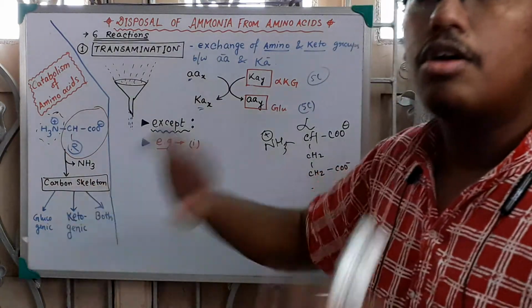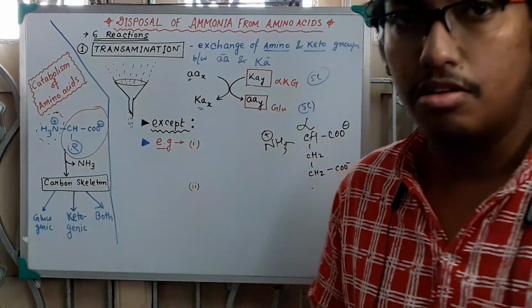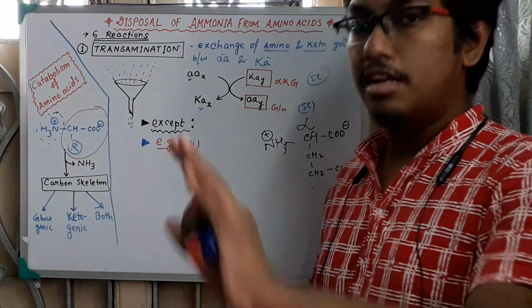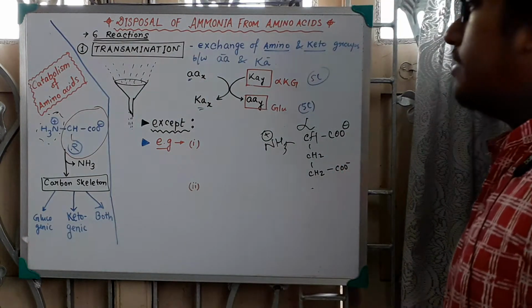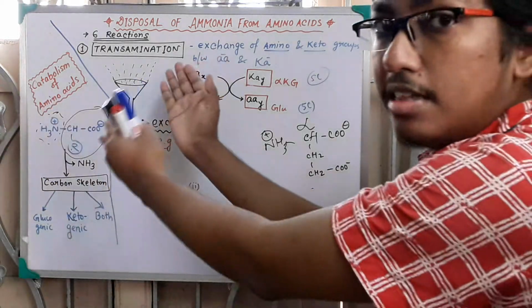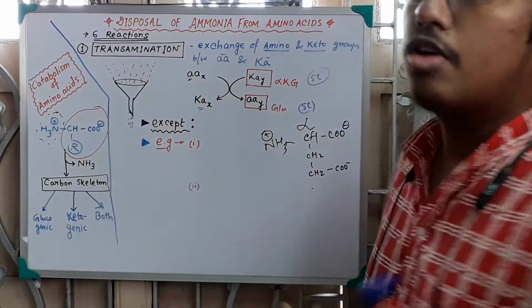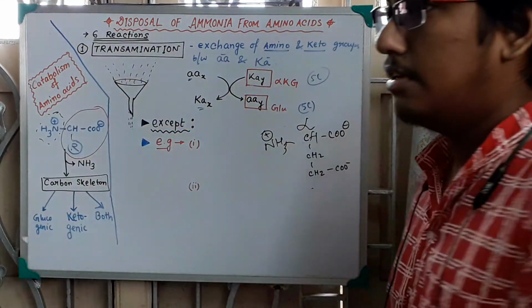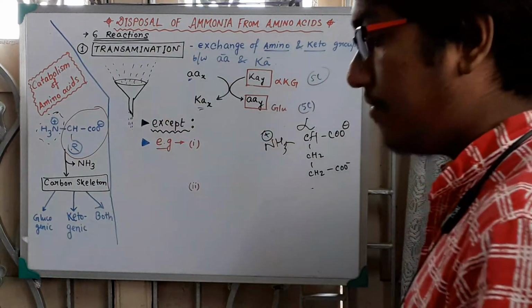In this urea cycle, which occurs in the liver, ammonia will be converted into urea. I will discuss the urea cycle in a separate video. Okay, this is the transamination reaction. The funnel is drawn here because all amino groups of amino acids are funneled into glutamate, which is transported in blood up to the liver.